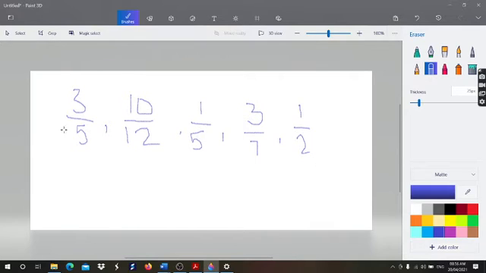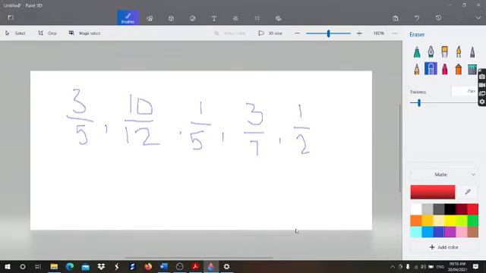So what do you learn, and what concept do you get of a proper fraction? Proper fraction means the numerator is less than the denominator. You see, these 5 fractions I have written. In that, the numerator is less than the denominator. Here numerator 3, denominator 5. 3 is less than 5, 10 is less than 12, 1 is less than 5, 3 is less than 7, 1 is less than 2. So these all are proper fractions.